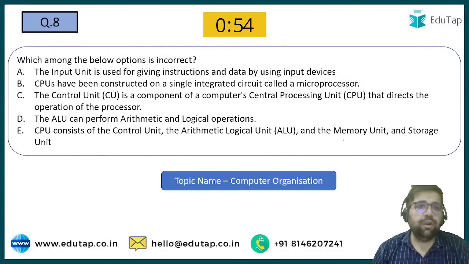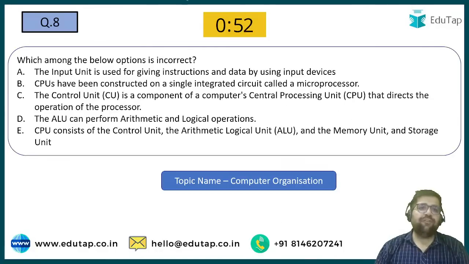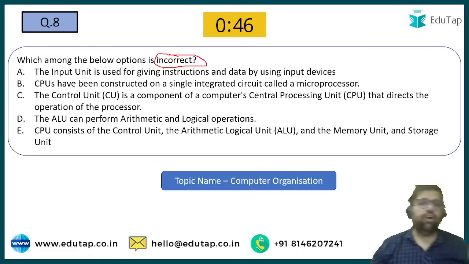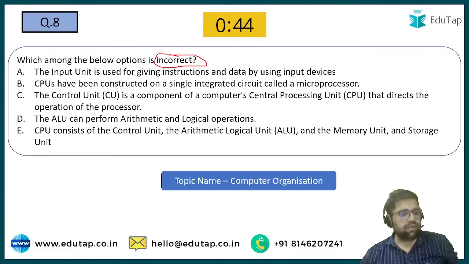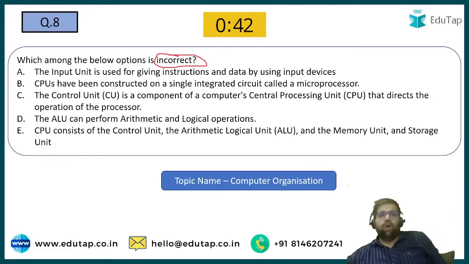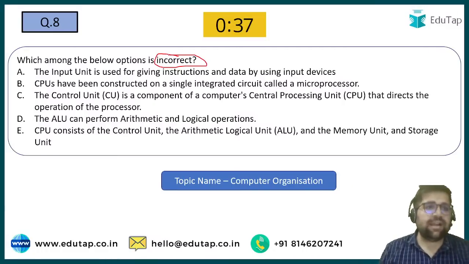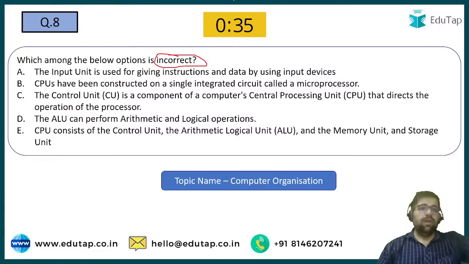Which among the below options is incorrect? You have to identify the incorrect thing. So do not be in haste and do not answer it incorrectly. Question number 8 on your screen now. Which among the below options is incorrect? You have to tell me which of the following options is incorrect.